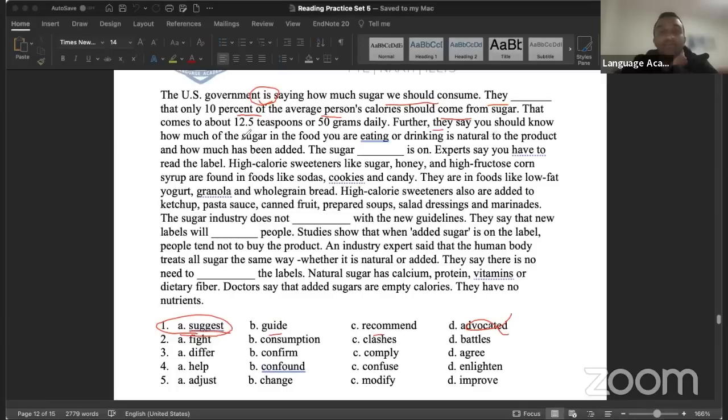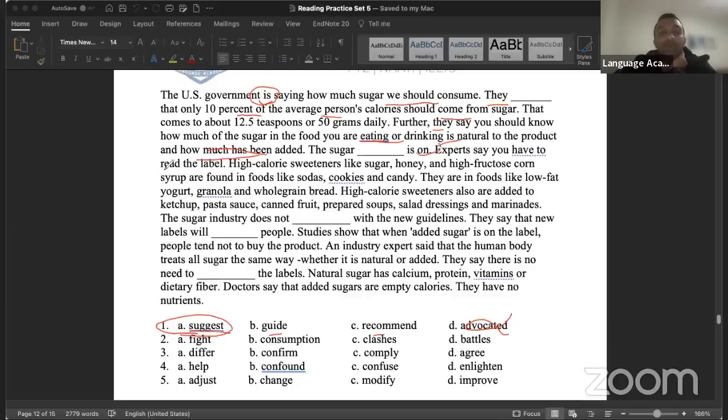Further, they say you should know how much of the sugar in the food you are eating or drinking is natural to the product and how much has been added. So basically, they want to tell you that you should know how much sugar is there in whatever you are eating or drinking, and what has been added. The sugar dash is on.